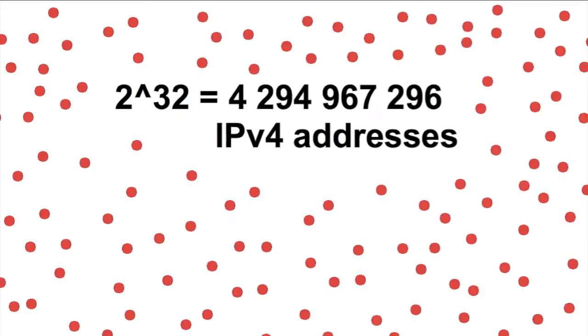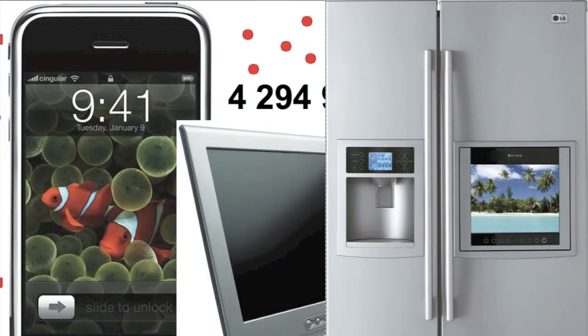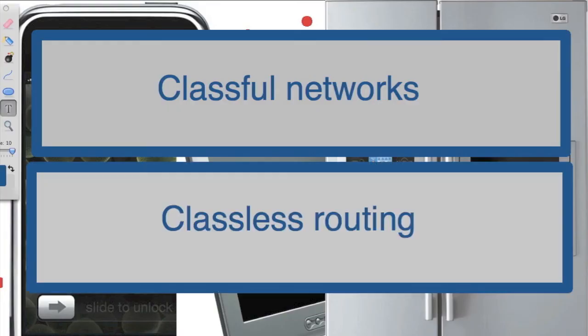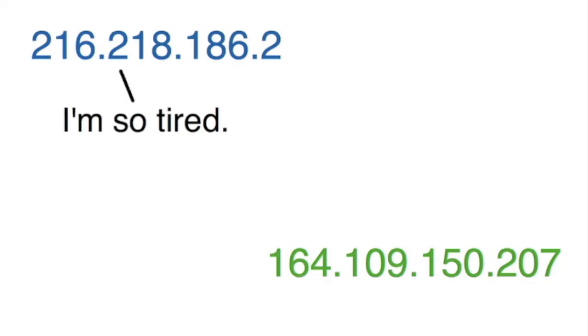IPv4 gives us about 4 billion addresses to play with. This system, however, far from covers all of our needs, but thanks to network addressing redesigns like classful networks, classless routing, and network address translation, we've been able to delay the inevitable exhaustion of those IPv4 addresses.